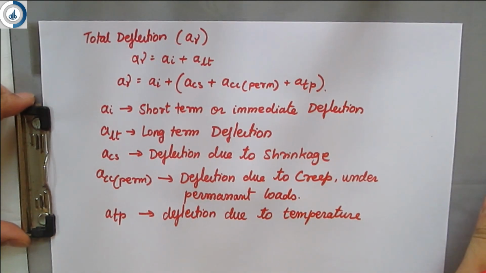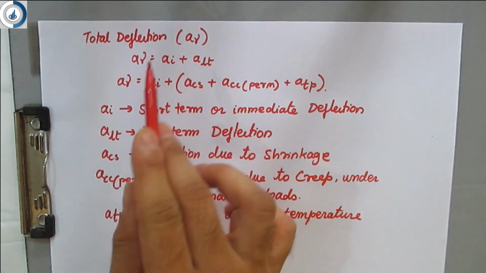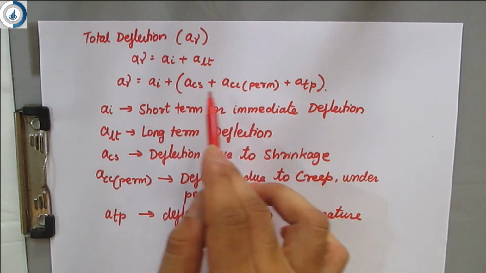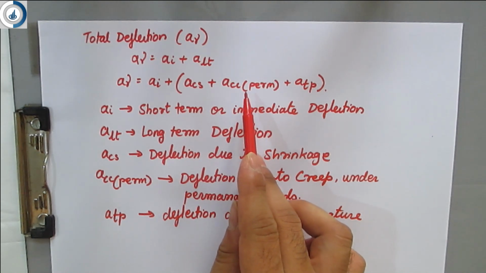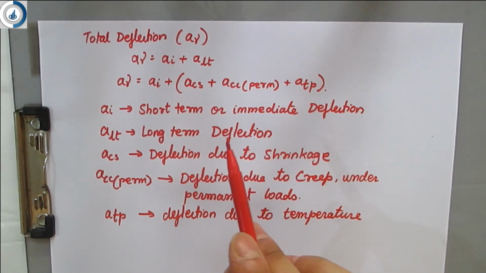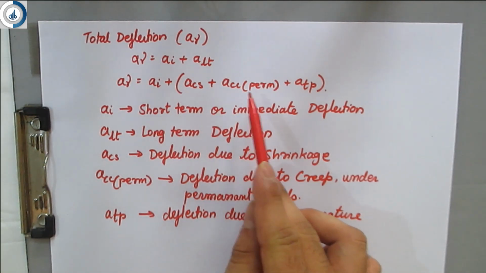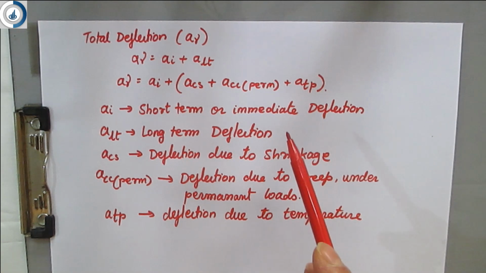So these are the various terms we will be using to calculate the total deflection. Once again I will repeat: A gamma is total deflection, AI short-term deflection, ALT long-term deflection. In long-term deflection there are again 3 types: deflection due to shrinkage, deflection due to creep under permanent loads, and ATP, which is deflection due to temperature. In our present case we are finding AI, ACS, ACC permanent, because nothing about deflection due to temperature has been asked. If it is asked, you have to add these deflections. So one by one we'll find out.